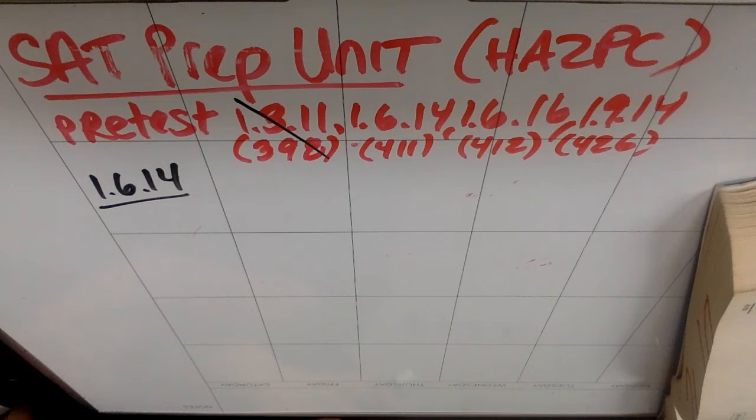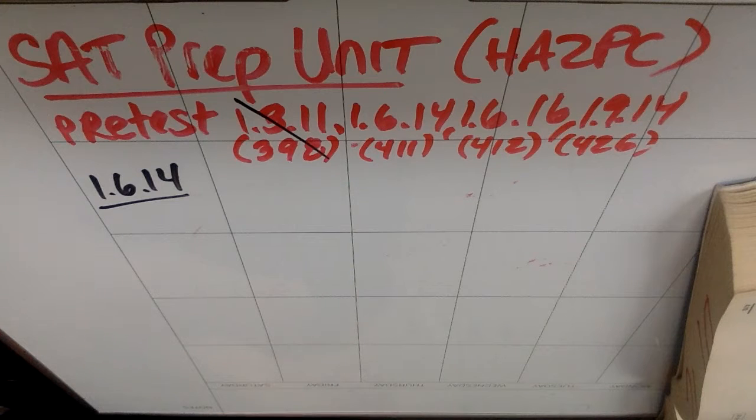So we're going to continue with our SAT prep unit for Honors Algebra 2 Pre-Calc. Right now we're working on one of the other problems from the pre-test, which is 1.6.14, which again means that we're using practice test 1, section number 6, and problem number 14. This is a grid-in problem, meaning that you have to actually generate the answer.